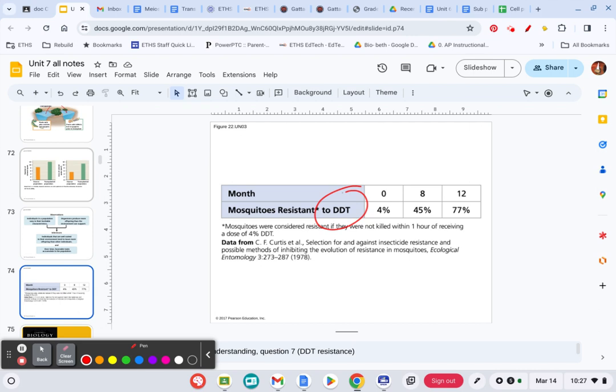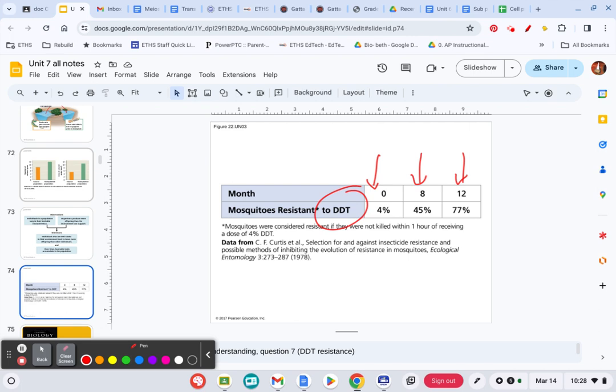And what they found was that if they expose mosquitoes to this pesticide called DDT, that the first exposure, only 4% of the population survived. But then if they let that 4% of the population continue to grow and reproduce, and then did it again after 8 months, 45% of the population lived. And then let those 45% reproduce, and then after 12 months hit it again with DDT. Now it was 77%. And this is very common.